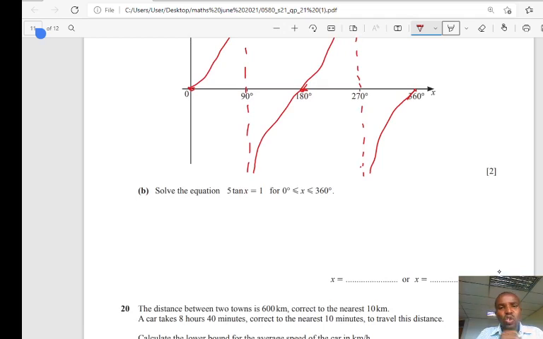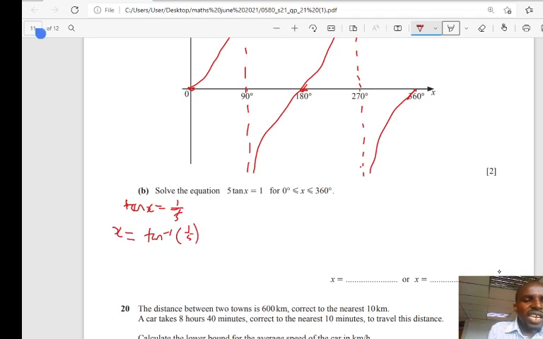5 tan x is equals to 1. Right, this one you can say divide by 5 both sides. You get tan x is equals to 1 over 5. Then after that you say x is equals to arctan of 1 over 5. In your calculator, arctan of 1/5, you get 11.3 degrees. So this one is called the principal value or the primary value or PV, right?